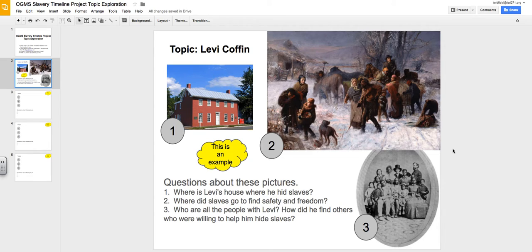We want to narrow our topic today to one particular slave or abolitionist that we want to spend 2 or 3 weeks studying. So it makes sense for you to really dive deep and look at what other people have learned by looking at their topic exploration.